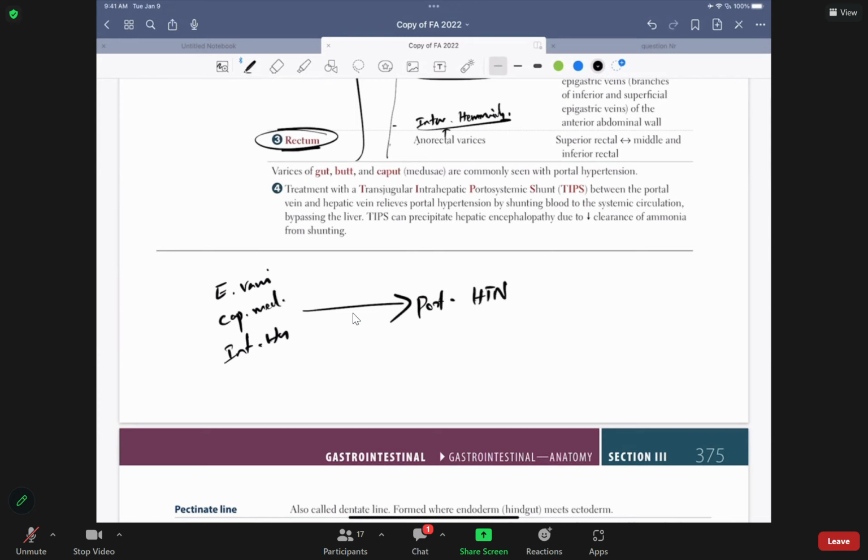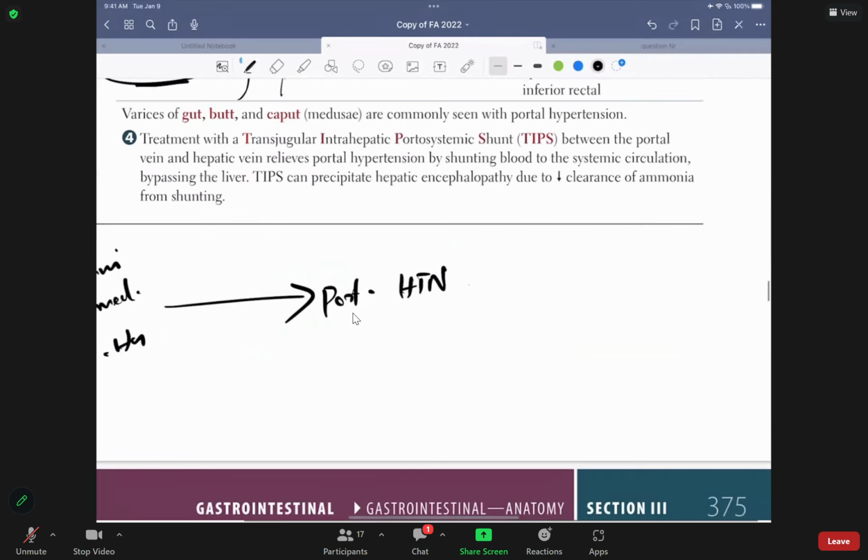Is everybody clear, folks? For a human to get portal hypertension, there's only two diseases mostly, folks. One is liver cirrhosis. Second one, portal vein thrombosis.